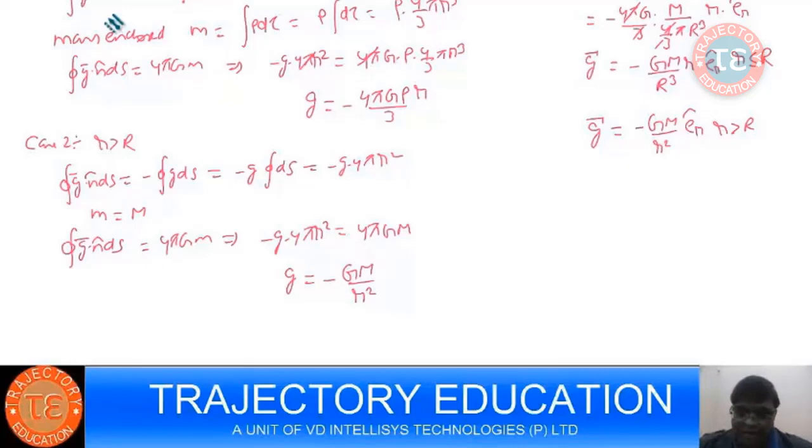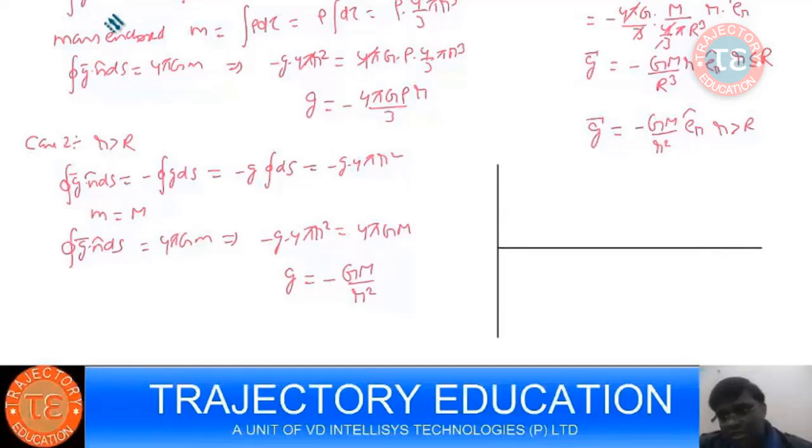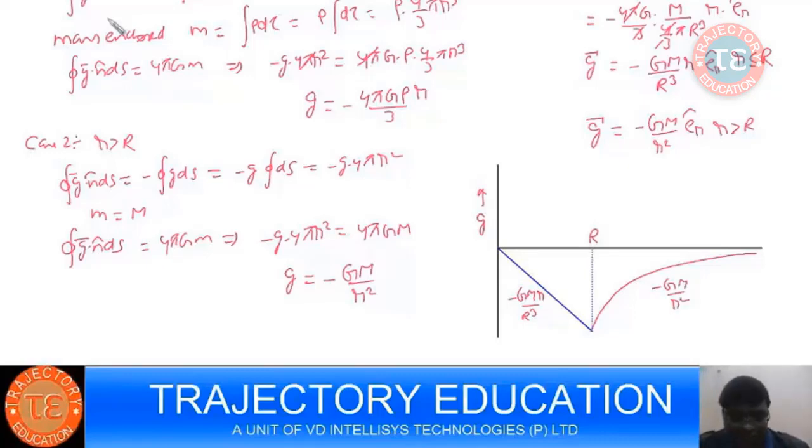Okay, can you plot the graph? I can plot the graph for you. The graph will be something like this. Initially g is a linear function of r, so this is going to be the graph till R, and thereafter it will go like this, right? I should draw a dotted line over here, that will make it very clear. So this is your capital R, this is your g. This is g for r less than R, this is g for r greater than R. This is your minus GM r upon R cube, and this is minus GM by r square.